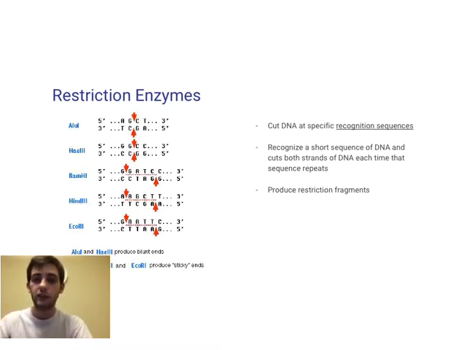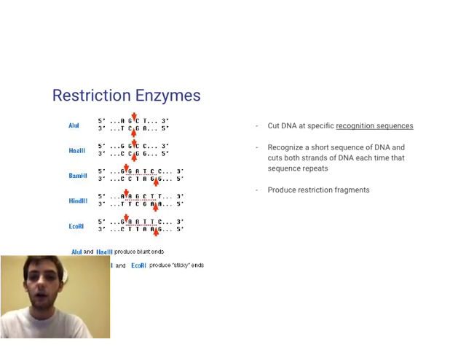So I talked briefly about restriction enzymes, and here I'm going to focus a little bit more on what those restriction enzymes are. So remember, we've talked about enzymes. They are organic compounds, they're proteins that speed up chemical reactions. Well, here they're no different. Restriction enzymes are enzymes that are going to recognize specific short sequences of DNA and cut both strands of that DNA each time that sequence repeats.